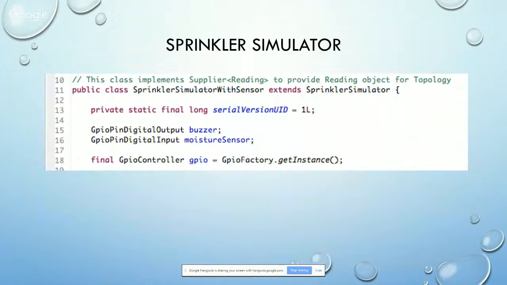After I've defined the interface, the sprinkler simulator with sensor class is the concrete implementation of that interface. On top of that, we have 3 things in this class. For you to work with a buzzer, you have to create a GPIO pin digital output object. And for you to work with the moisture sensor, you have to have a digital input object. And then for you to interface with it, you have to create a GPIO controller, which is a class that is part of the Pi4j library.